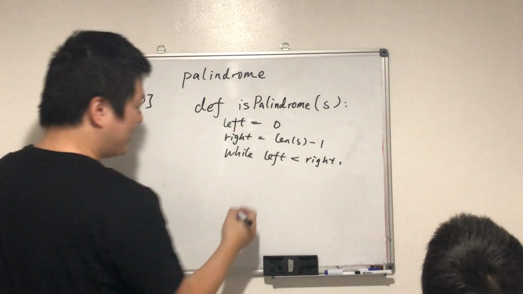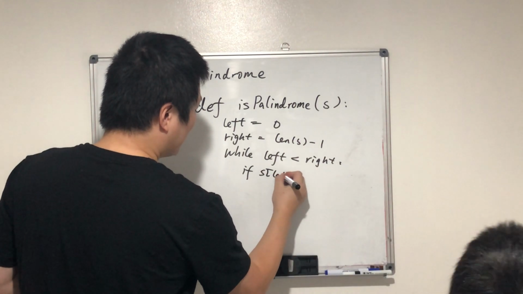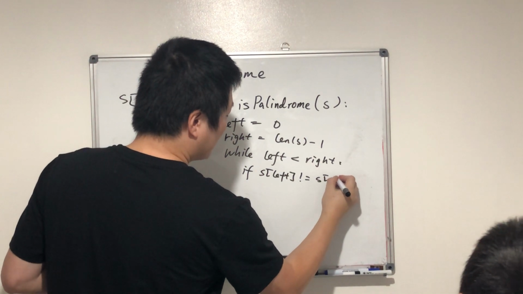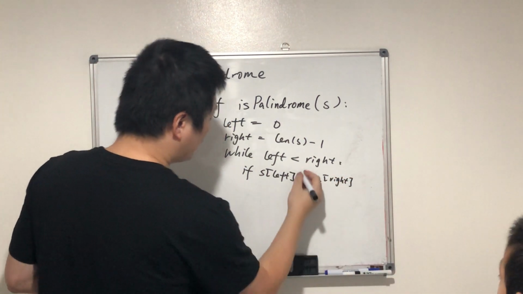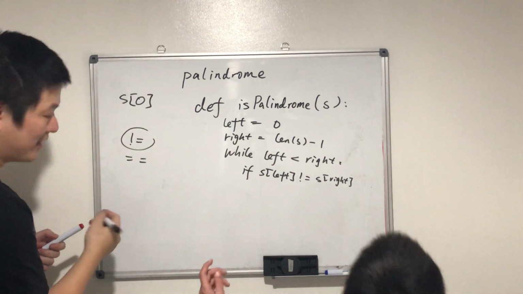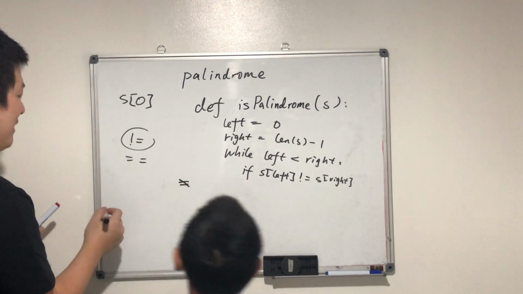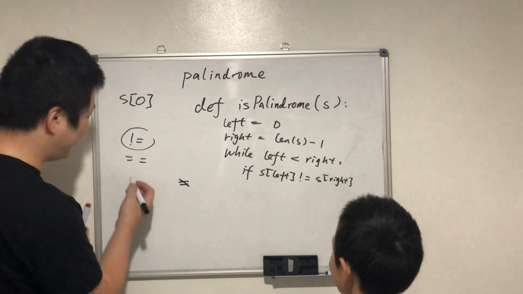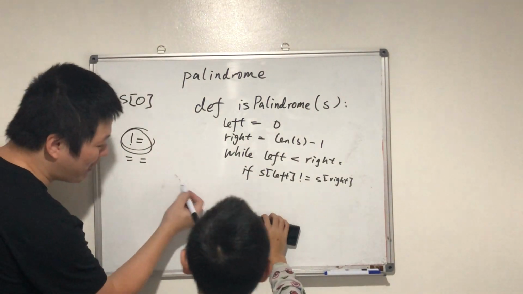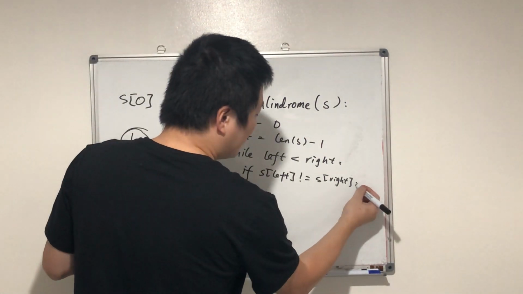So we can check if s[left] is not equal to s[right]. Why the exclamation mark? This is not equal. How do you put it in the computer? We use this to put not equal in the computer, because we don't have the other symbol on the computer keyboard.